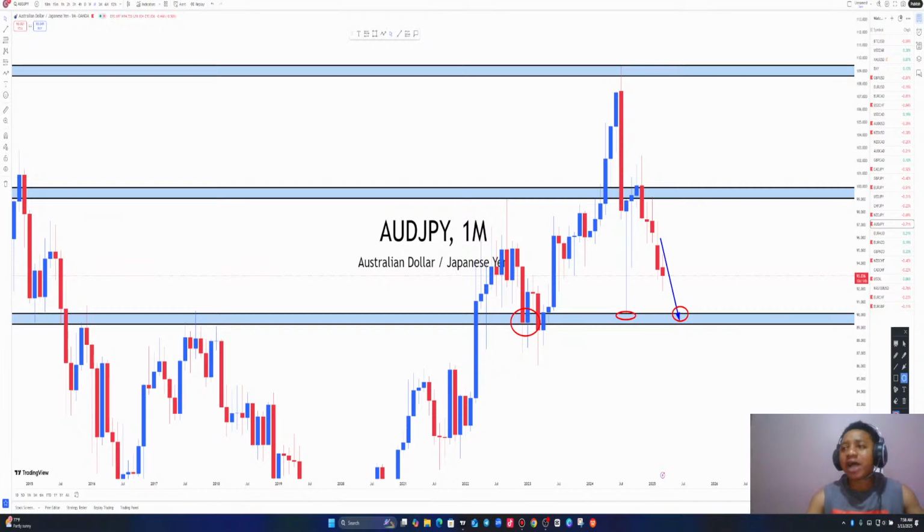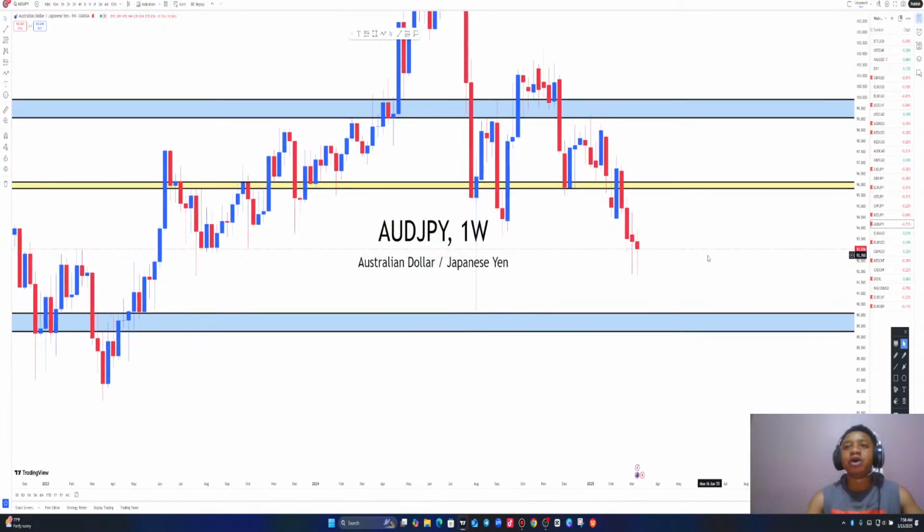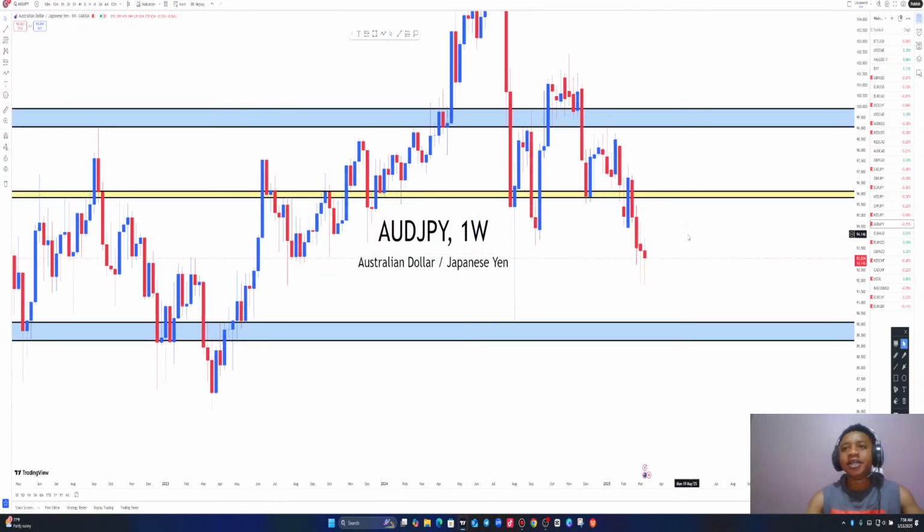Now, how are we going to be able to find selling opportunities to sell from this region all the way down to the monthly support level? Let's take it all the way again to the weekly time frame for further understanding. All right, so this is the weekly time frame of AUD JPY. On the weekly time frame, we also have the weekly mid-range zone.